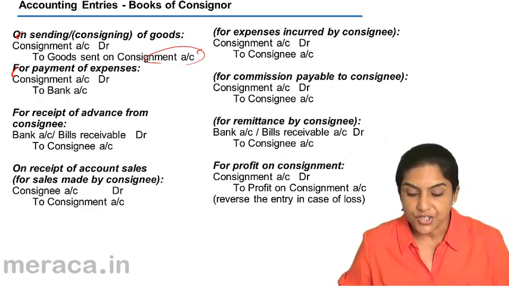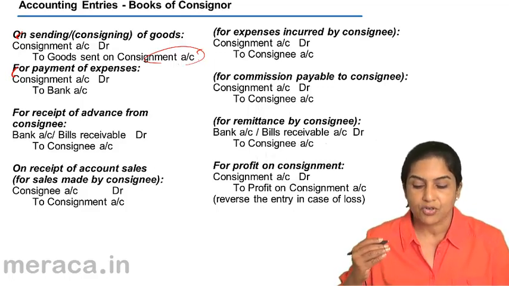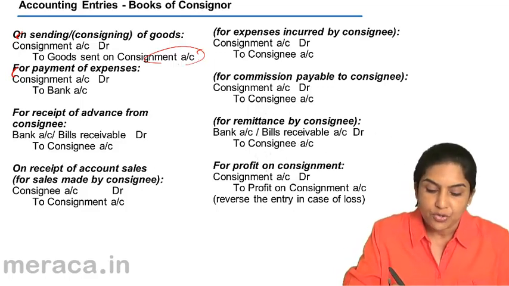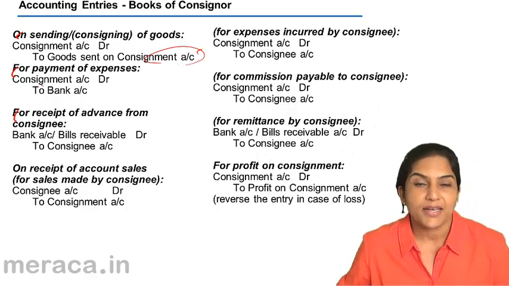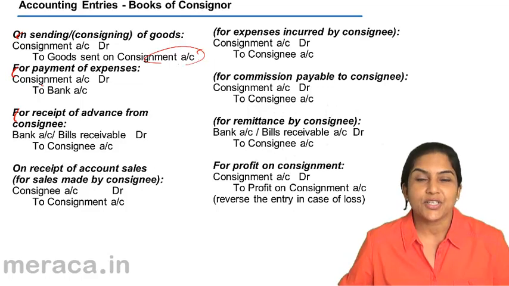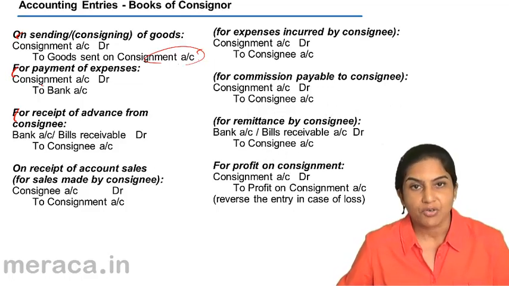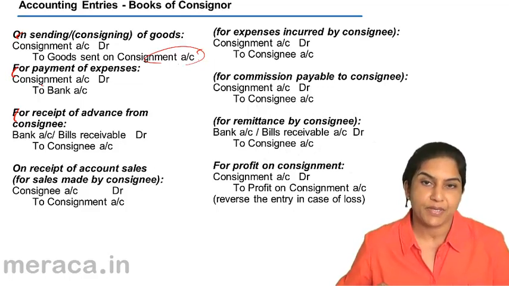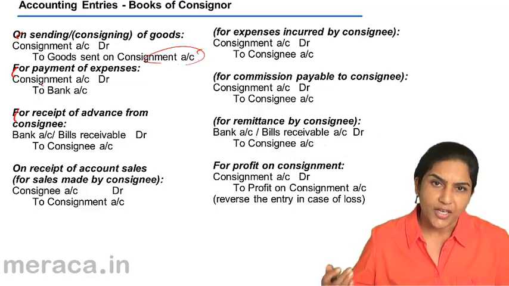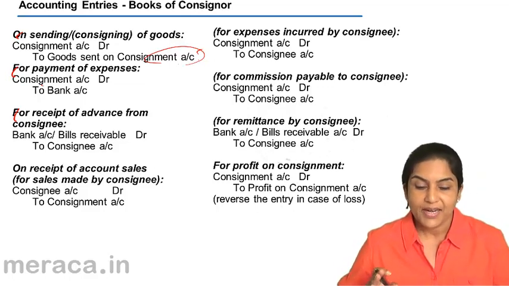If money is received from the consignee, either it's a check, so it's bank account, or bills receivable account debit to consignee. Mind you, this bill of exchange may be discounted with the bank, and such discounting charges may be taken to the general profit and loss account of the consignor. It need not be shown as an expense on consignment, though alternatively, discount charges could also be taken as an expense of consignment.